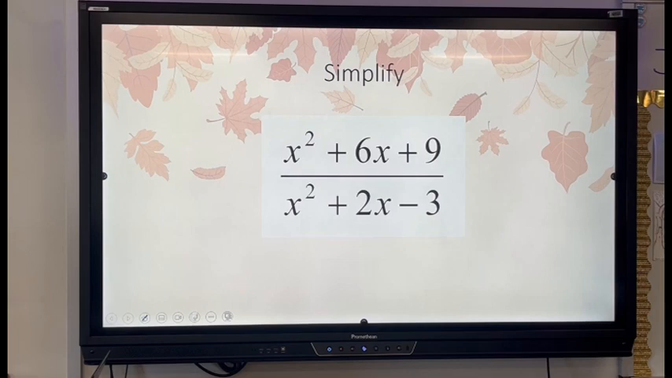Let me have you do this one. Go ahead and factor the top and the bottom, and then see if there's anything to simplify.